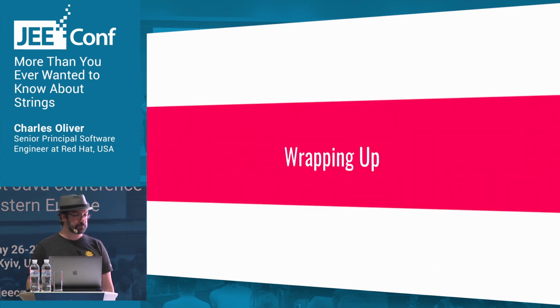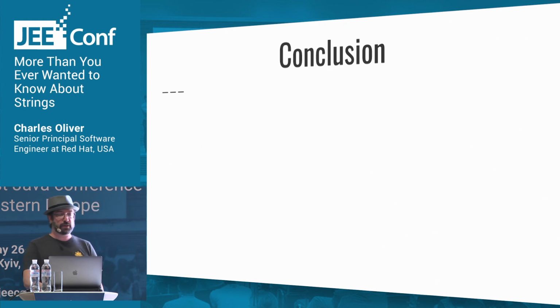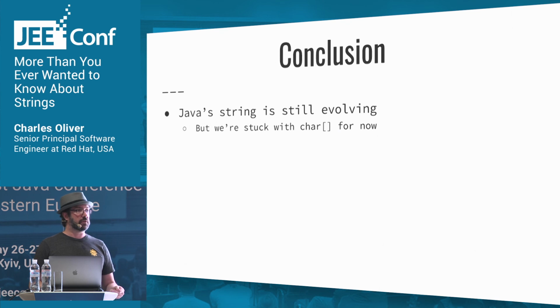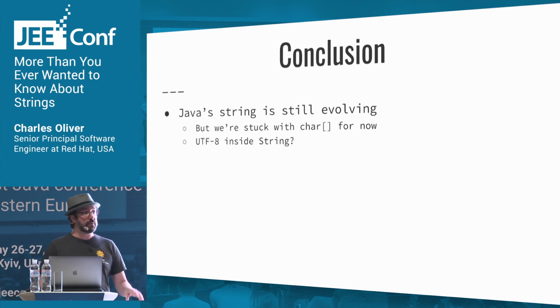Okay, wrapping up here. Concluding, Java's string is still evolving. We're stuck with character arrays for now in general, even though internally Java might be able to represent some types of strings more compactly. Ideally, what we might see in the future is strings that are UTF-8 internally, so we don't always have to waste those extra bytes when we've got a smaller representation of a character. And maybe even in the future, Java strings could represent characters and strings the same way that Ruby does.